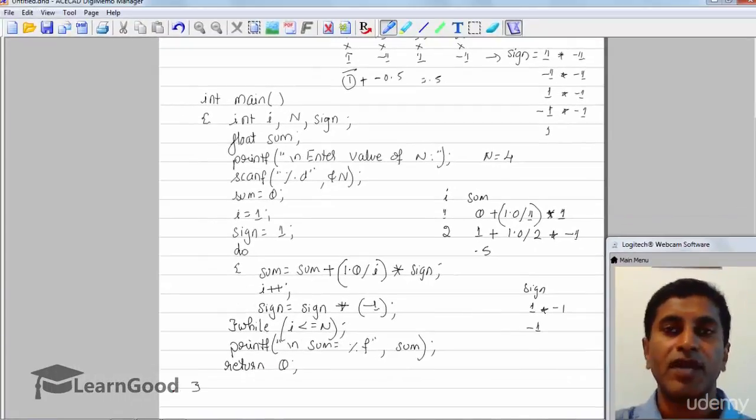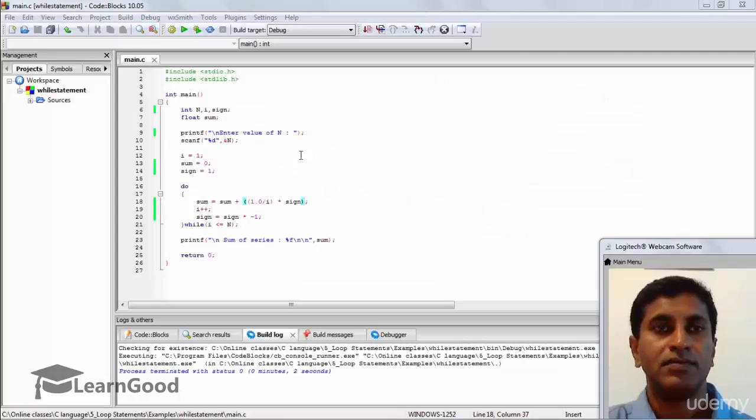Fine, let's try out this program on Code::Blocks. We accepted the value of n. Here I is 1, sum is 0, sign is positive 1 because the first term is positive. If the first term is negative, then naturally the sign has to be made minus 1. Here within the loop, sum equals sum plus 1.0 divided by I, and this whole result is multiplied with sign. Then I plus plus, and sign equals sign into minus 1. When you come out of the loop, display the sum of the series.